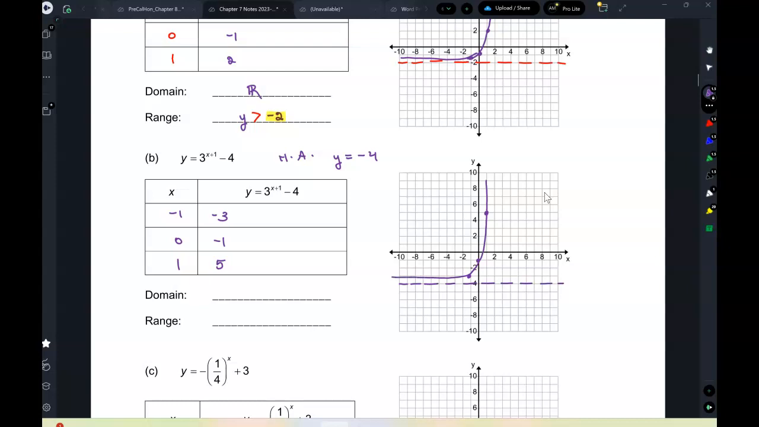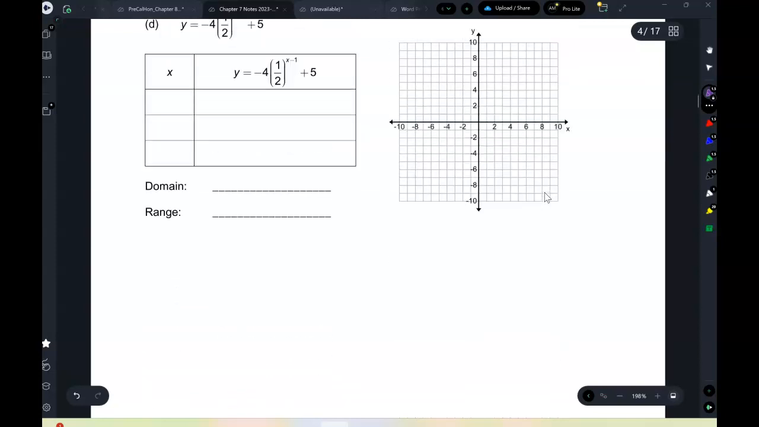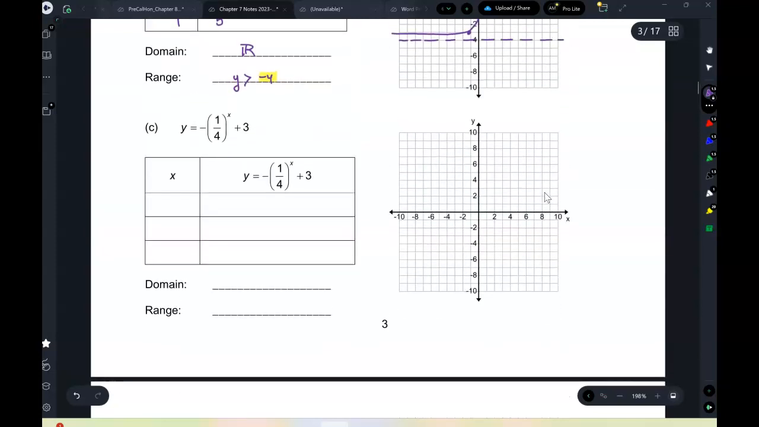All right. So domain, all real numbers. Range, you compare y to the -4. Greater than -4. Okay. So take a look at the next one. Is that growth or is that decay? Decay. Okay. What is the horizontal asymptote? Aha, finally, y equals 3. Good.